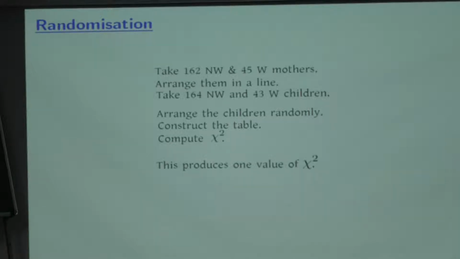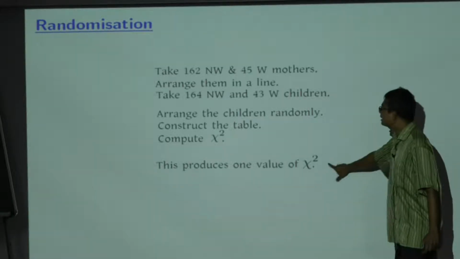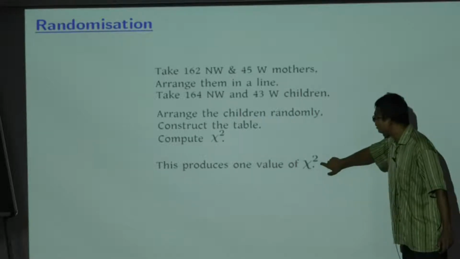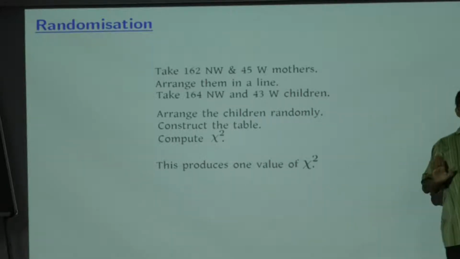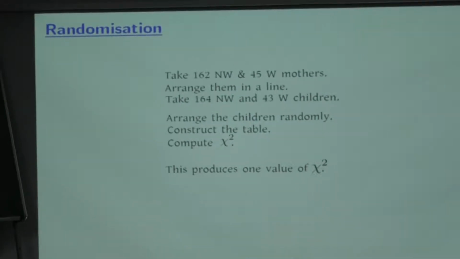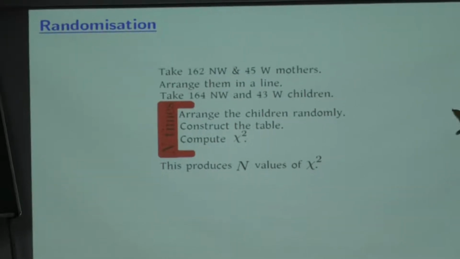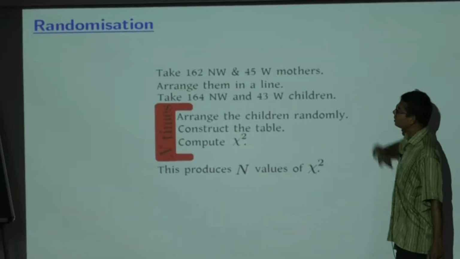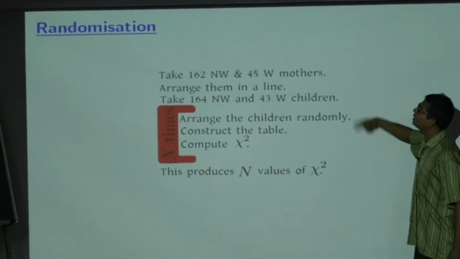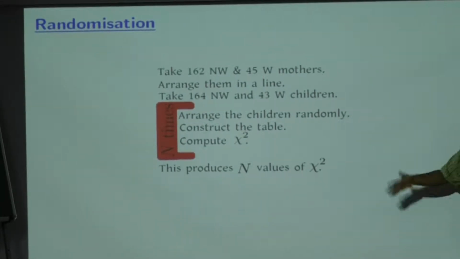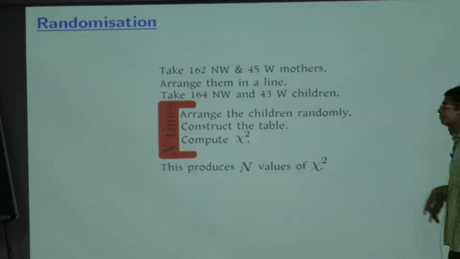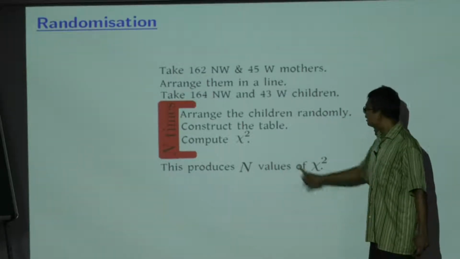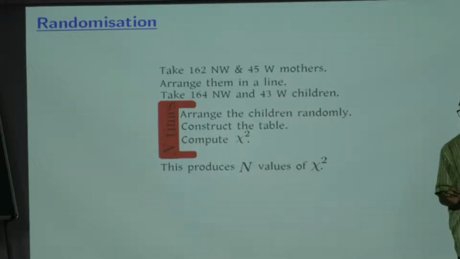I do these steps. So if I do this, I get one value of chi-square. This value is guaranteed to come from a situation where there is no association, because I have deliberately destroyed the association. I will now repeat this step. I will keep the mothers fixed in their positions. I will keep on doing this again and again. So every time I will reshuffle the children and compute the chi-square values. If I do it n times, I will get n values of chi-square. All these things represent the situation where there is no association.